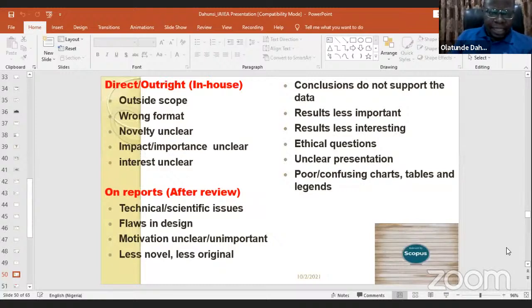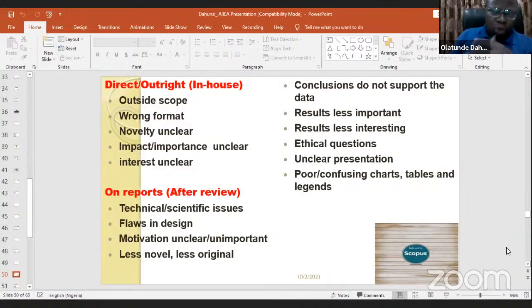Now, they can reject outrightly without review if it is outside the scope, if the format is wrong, if it's not novel, if it's not important, and if it's not clear. After review, they can also reject if there are technical issues, if the design is flawed, if you are not clear in the motivation, if the novelty is not clear, because your work must be novel.